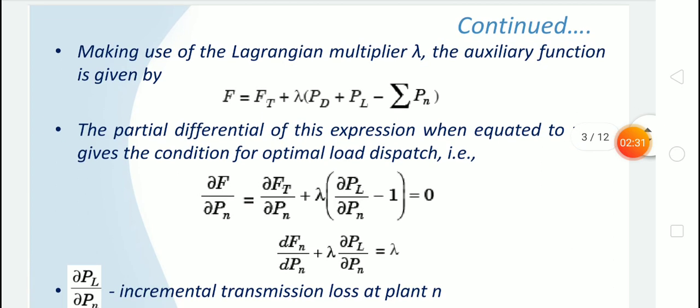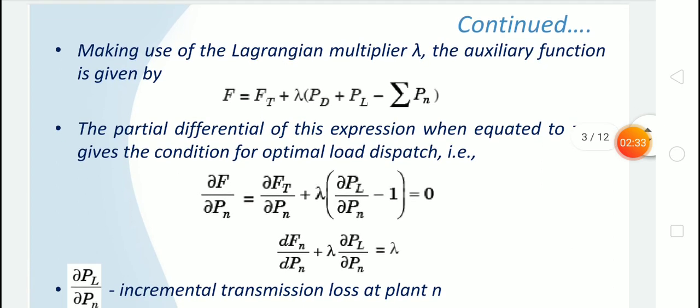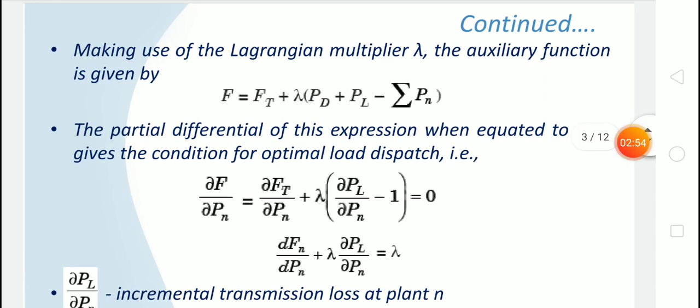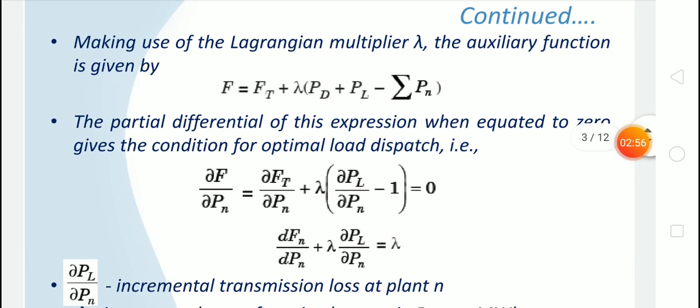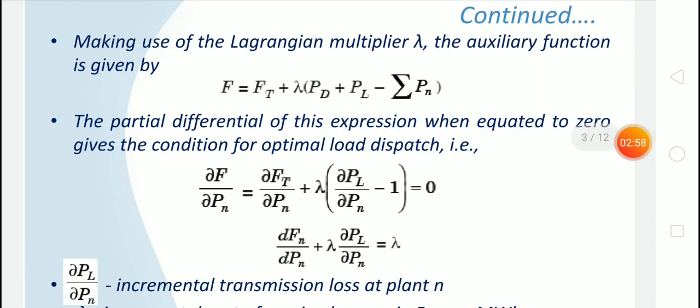So for solving this, we can write the function F equal to Ft plus lambda, the Lagrangian multiplier, into Pd plus PL minus sigma Pn. If Pd plus PL minus sigma Pn is 0, that term is 0 and F equal to Ft. And the minimum value of the function is obtained when the partial derivative of the function is 0.